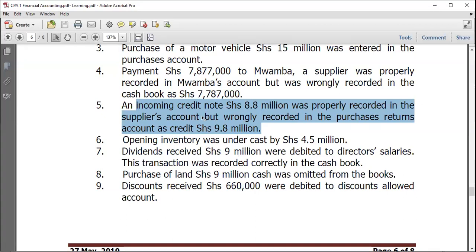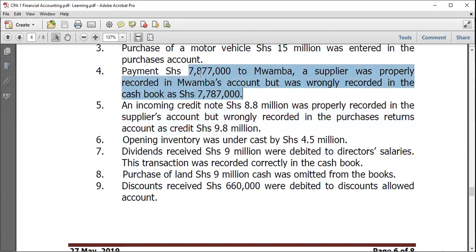Okay, they are saying, I have ignored this for a reason. This one, they are saying, share the question on WhatsApp. This one, they are saying payments of this to Mwamba, a supplier, was properly recorded in Mwamba's account, but wrongly recorded in the cash book as this.